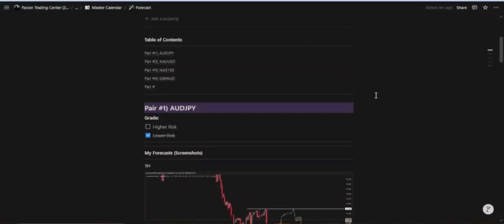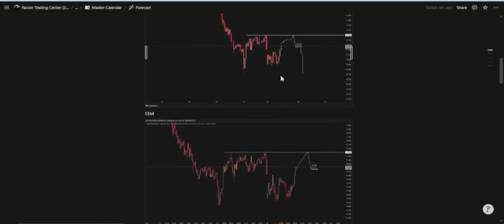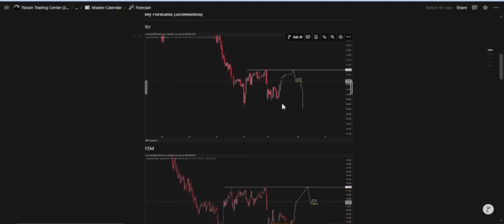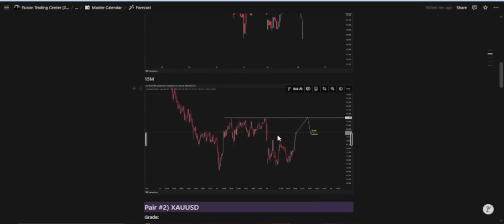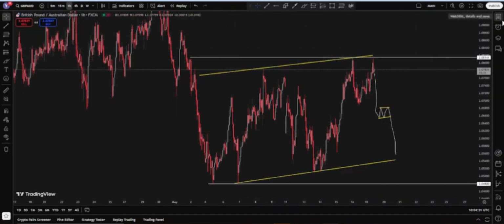This is my forecast list for today. I'm looking at AUDJPY, we have gold, we have NAS, and then we have pounds AUD. So this is what I'm looking for on a 1 hour time frame, and then a 15-minute time frame. So let's dive into details.